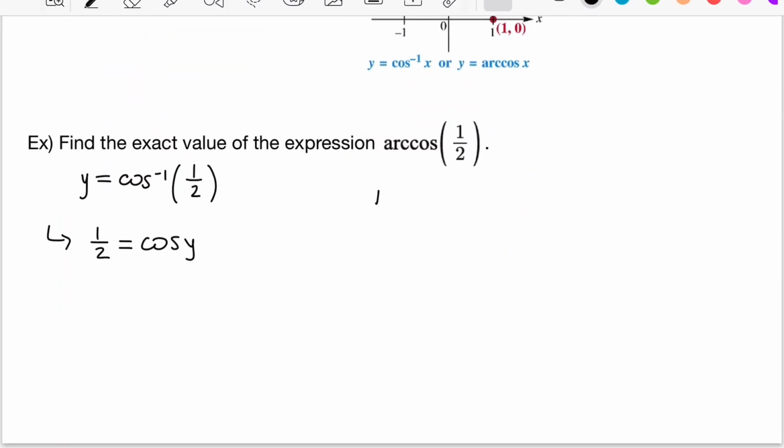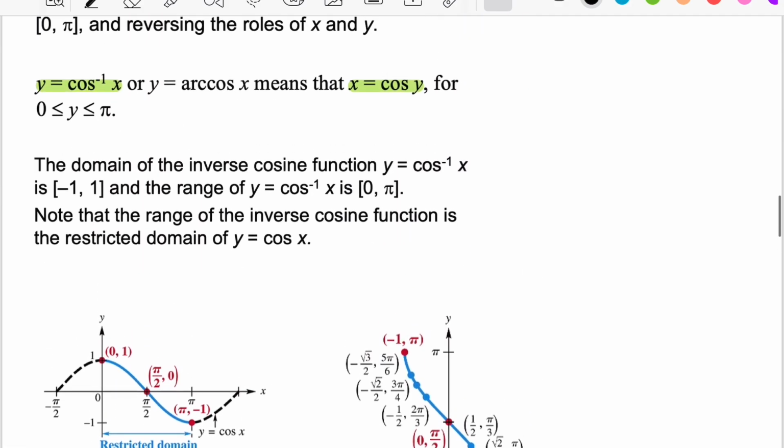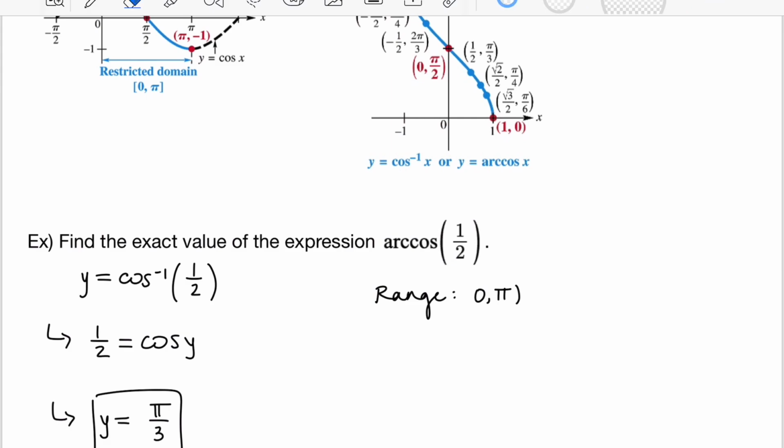So we'll just write this here. We have that our y value is just going to be pi over 3. And then these should actually be brackets, since we're including these values in the range.